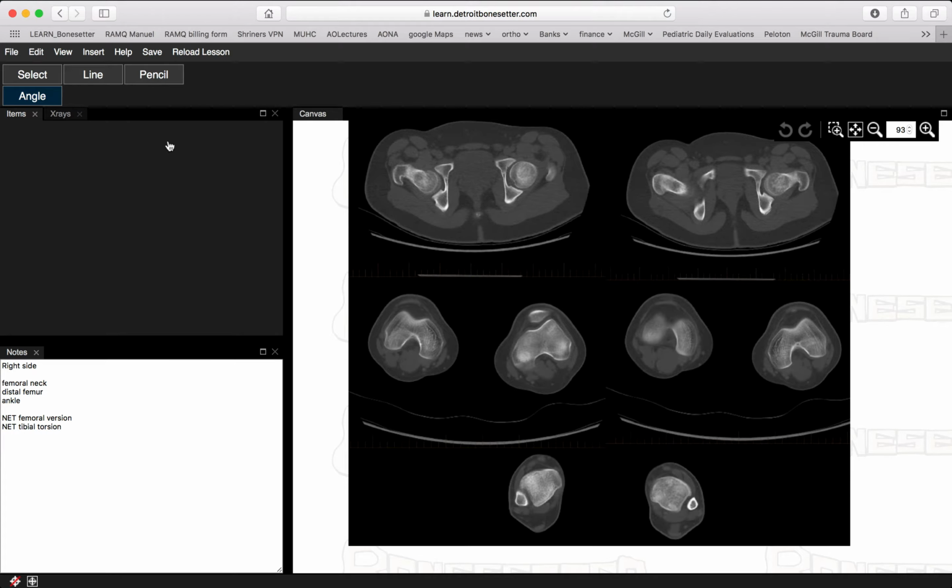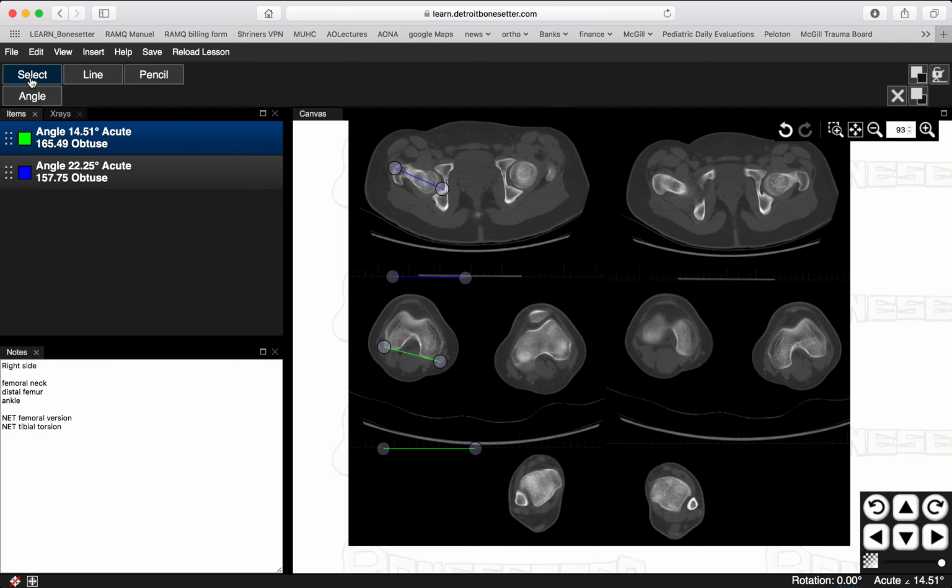So we'll start with selecting an angle, choosing a line of best fit down the femoral neck and a reference. Similarly for the distal femur condyle. And for the ankle, and you can do some adjustments. Make sure that you're pretty accurate here.